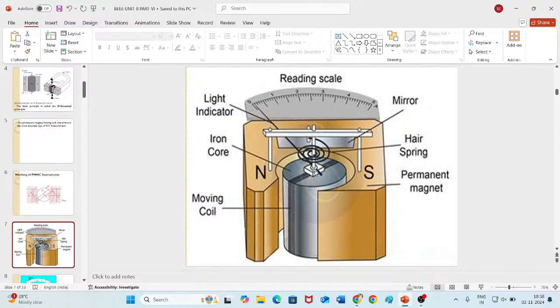Meters are used to measure quantities. In our laboratories, we use meters to measure the voltage or current. So permanent magnet moving coil meters are used to measure the voltage or current. So we can even call them permanent magnet moving coils.